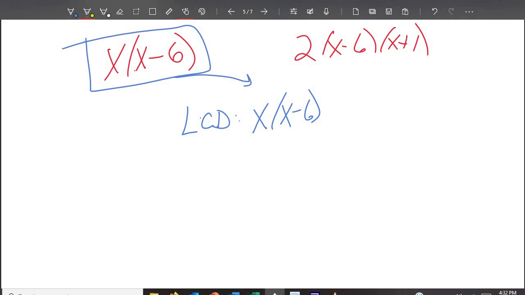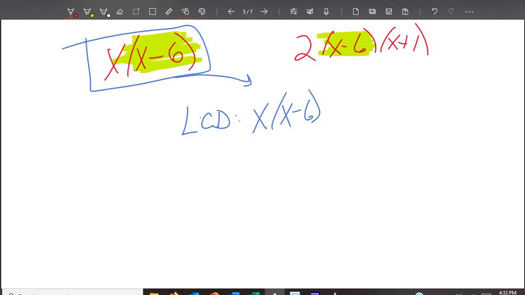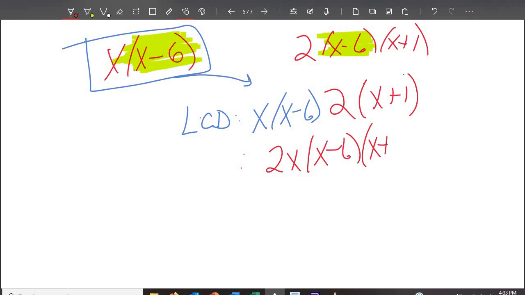Now, I come to the second one and I look to see if there's anything they're not sharing. I'm going to highlight the piece that they're sharing. What I don't have highlighted is also in the LCD. So my LCD will contain the 2 and the x plus 1. So the LCD for these two polynomials is 2x, x minus 6, and x plus 1.